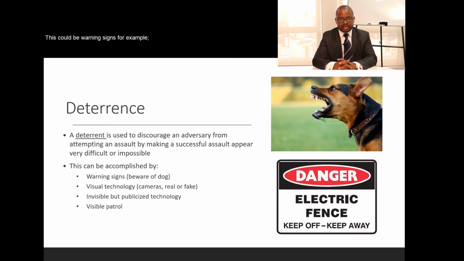This could be warning signs. For example, "beware of dog" already raises some red flags. An intruder would want to be careful in accessing such a facility. Visual technology, for example in areas where there are cameras, it has been observed that human behavior actually changes. These cameras don't have to be real, they could also be fake. They still achieve some form of deterrence. Visible patrol is also a good way to deter.